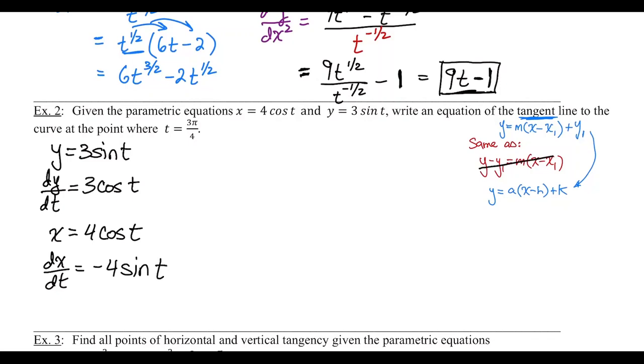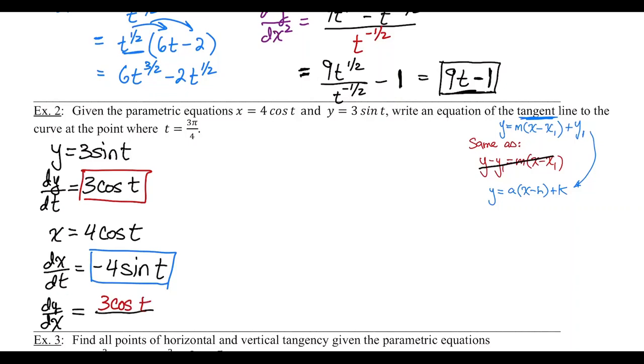All right. So I need dy dx, which is the ratio of these two. So we got this guy here. I'm going to color code a little bit. So 3 cosine t. Poor quality straight line, so I'm going to use my straight line tool. And then on the bottom, I have -4 sine t.